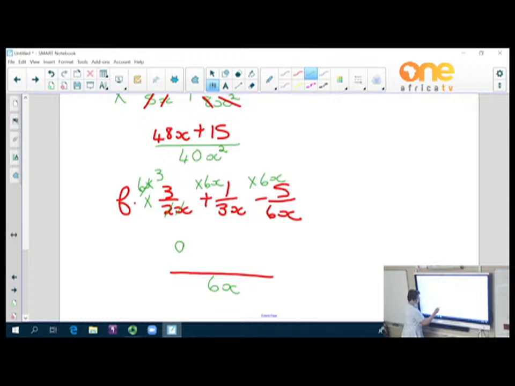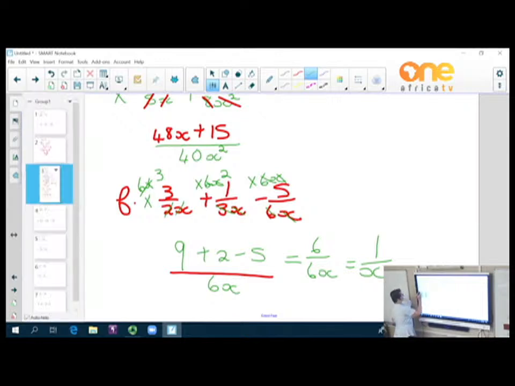So then we have 9. Here it will be 2. And here it will be minus 5. So my final answer is then 6 over 6x, which simplifies to 1 over x. That's your final solution on that one.